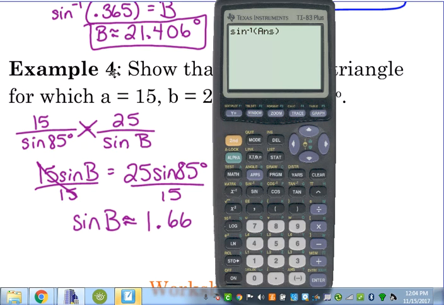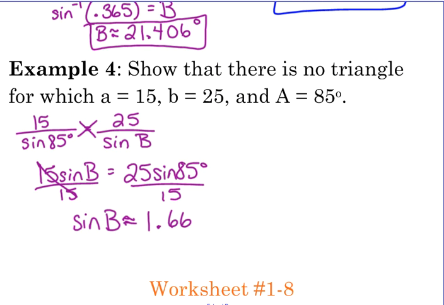What's the problem with that? Sine of B is equal to 1.66. It's bigger than 1. Sine and cosine can never be bigger than 1. Sine of B cannot be greater than 1, so we're stuck. That's the only piece of information that we could find at this point, and if sine can't be greater than 1, this triangle is not possible. It is not possible to build a triangle with those side lengths and that angle in those positions.